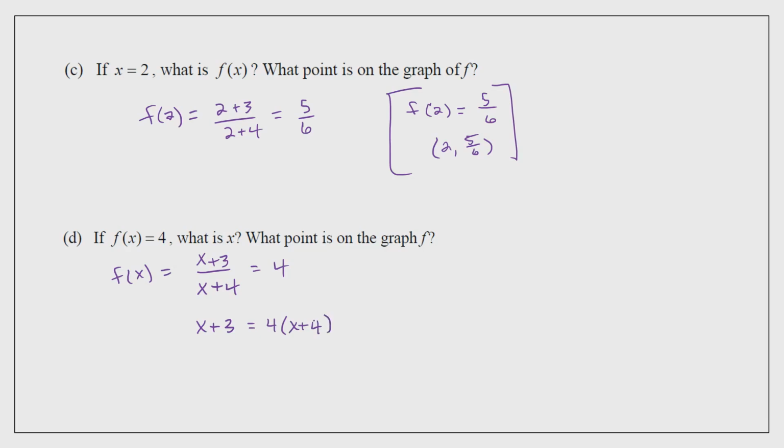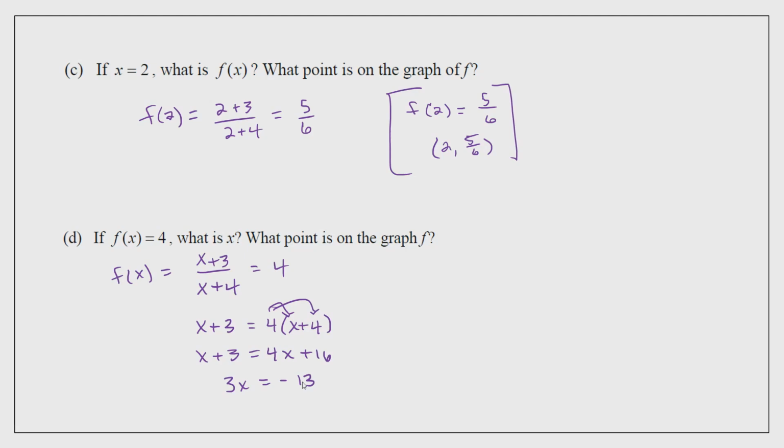Okay? We're going to distribute the 4. So we have x plus 3 equals 4x plus 16. Okay? Then we're going to combine like terms, right? So I am going to move all the terms with x to one side, and then move all the constants to the other side. Okay, so I'll have 3x equals -13.